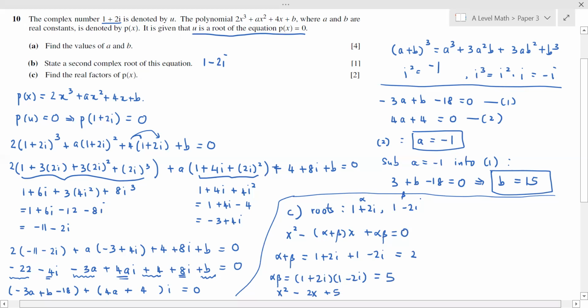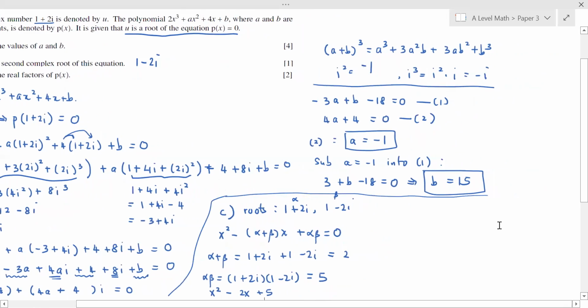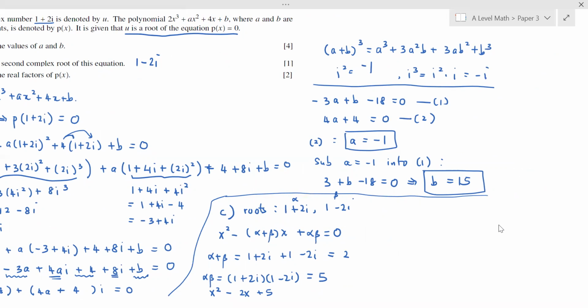This is one of the factors that we have. We need to find all the real factors. So we know that this is one factor. Then to find the last factor, it must be linear, since the polynomial is a cubic polynomial. Now for the cubic polynomial, we can just compare the coefficients to find the last real factor.